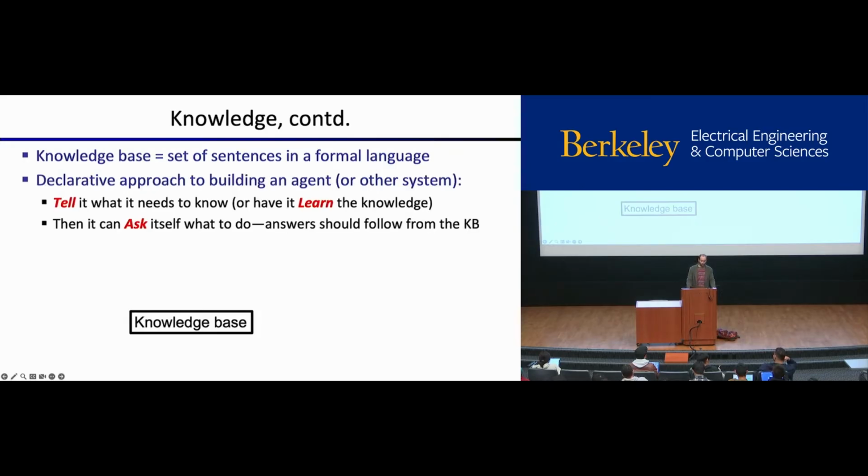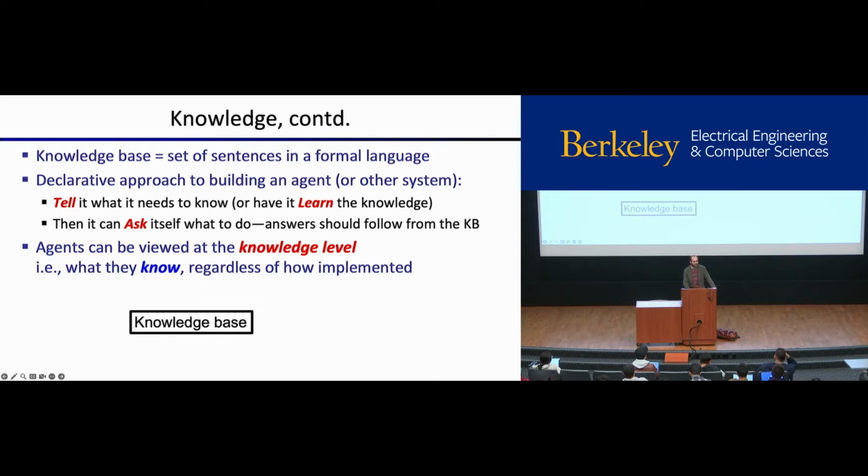And then, to build an agent, we're going to take a declarative approach, which means we tell the agent facts. We tell it what it needs to know, or we tell it how its sensors correspond to different facts, and then we show it things. And then we ask, or it can ask itself, what to do. And these answers should follow from the knowledge base and some description of what the goal is.